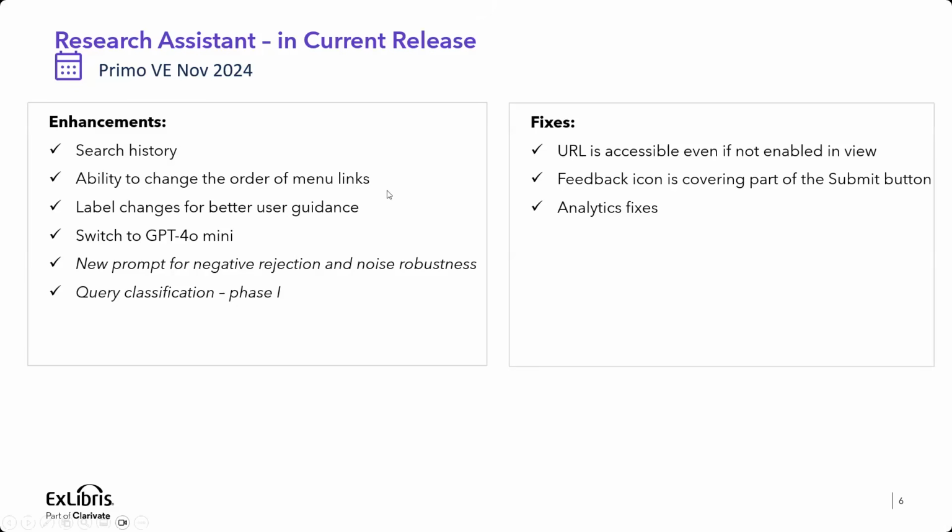The ability to change the order of the menu link. Currently, when you enable the research assistant in a menu link, with the parameters that we saw in the previous slide, it is always displayed as the first menu link. Starting from November, you will be able to play with the order and locate it wherever you want. We did some label changes in order to better guide the users.